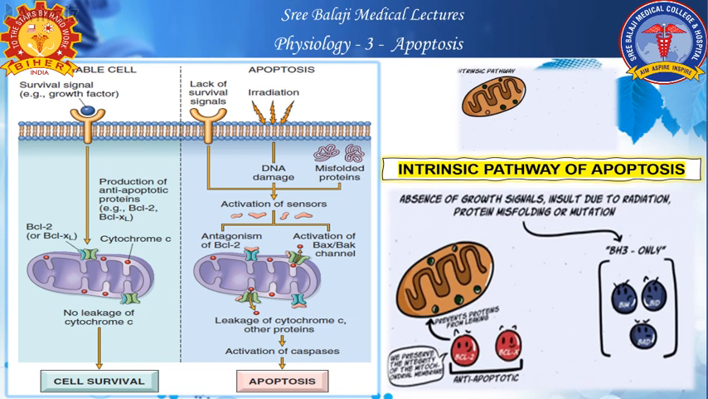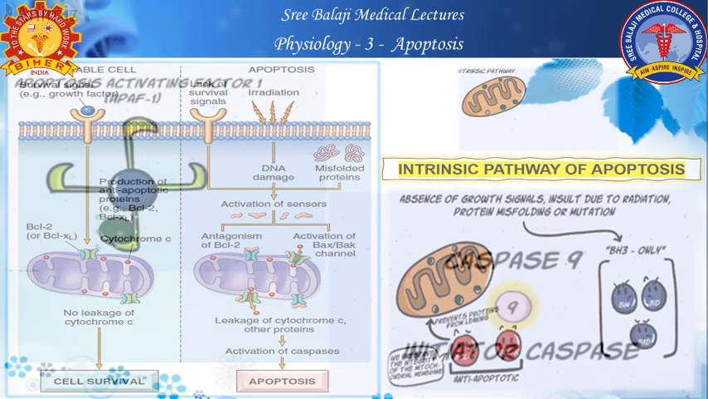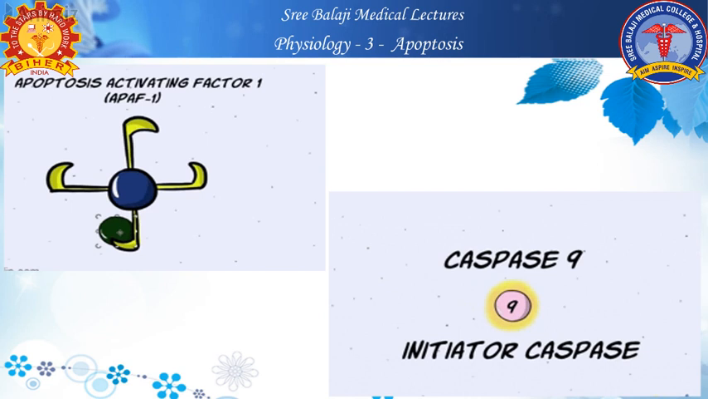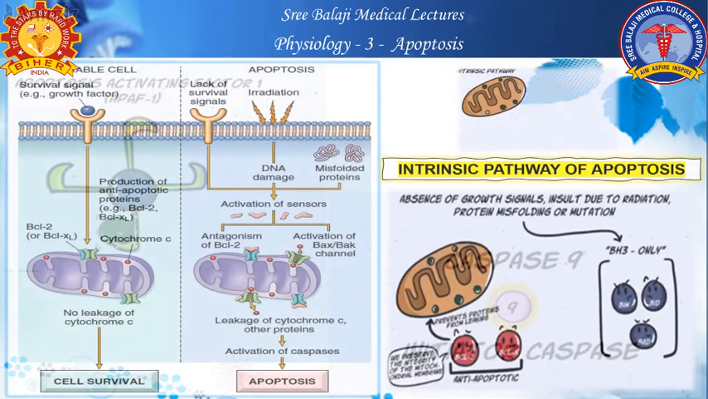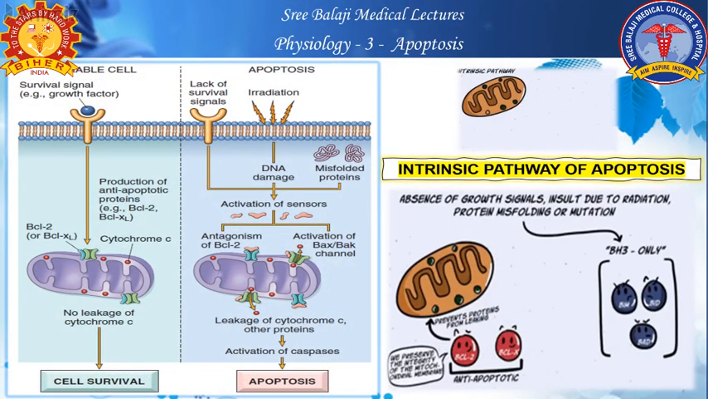Soon after, the release of cytochrome C into the cytoplasm will cause the cytochrome C to bind with the protein called apoptosis activating factor number 1, APAF1 for short. After binding of this apoptosis activating factor 1, the cytochrome C will cause the activation of caspase 9. Caspase 9 is an initiator molecule which in turn will activate the executioner caspases number 6 and 3, and thus the intrinsic mechanism of apoptosis starts to take place.